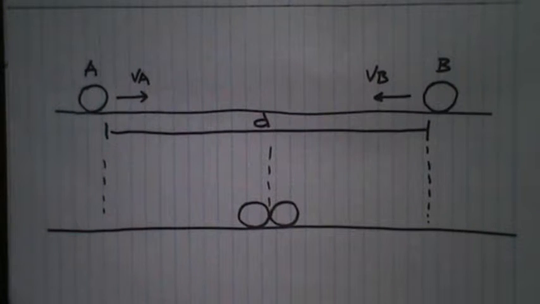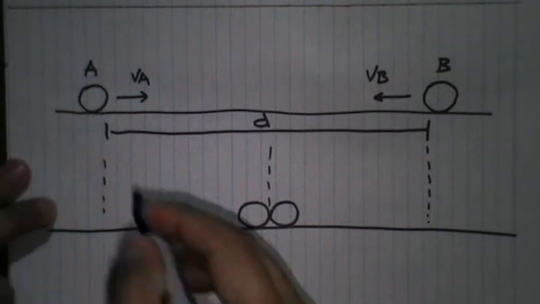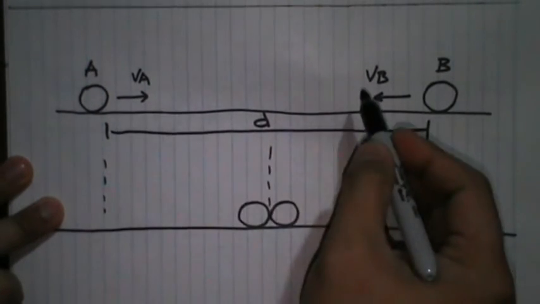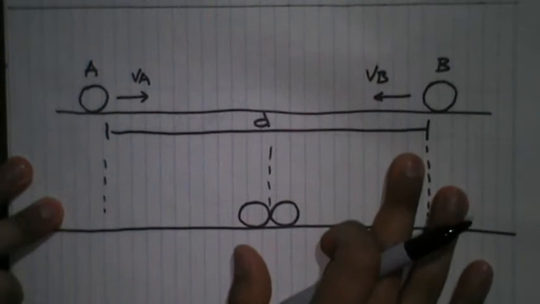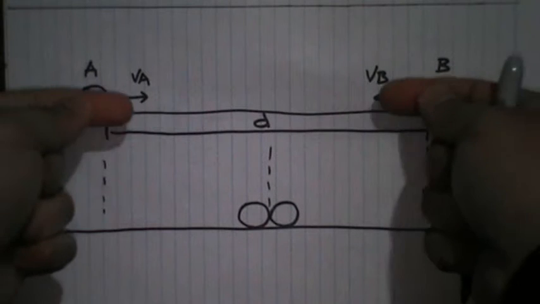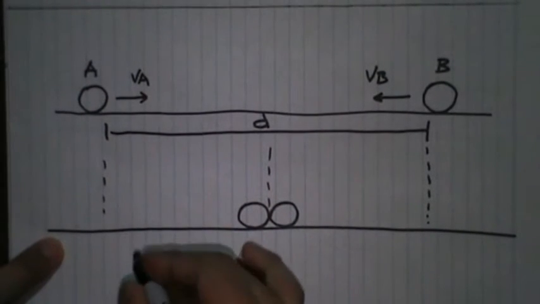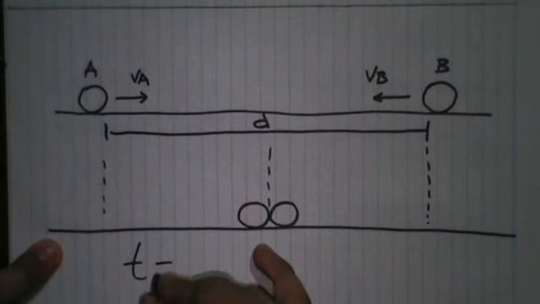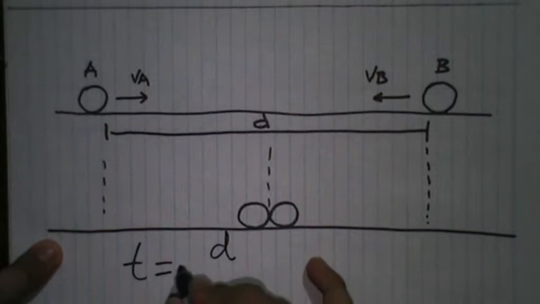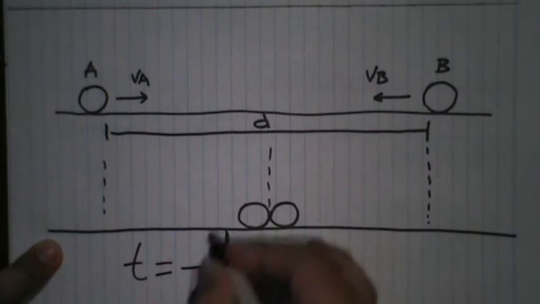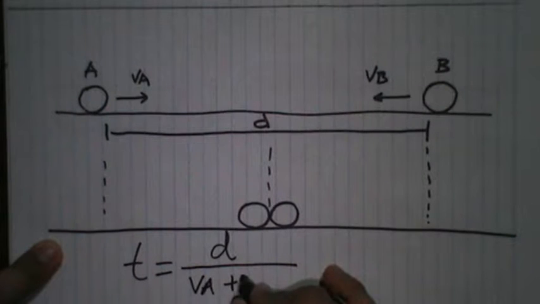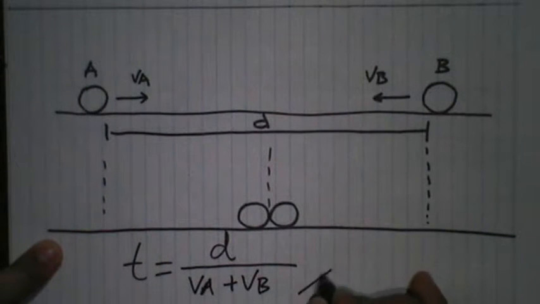Therefore, we can always find that if we have two cars, A and B, and they have their speeds VA and VB here, and their initial distance is D, and then they are moving towards each other, the time needed for them to meet is their initial distance D divided by their speed VA plus VB.